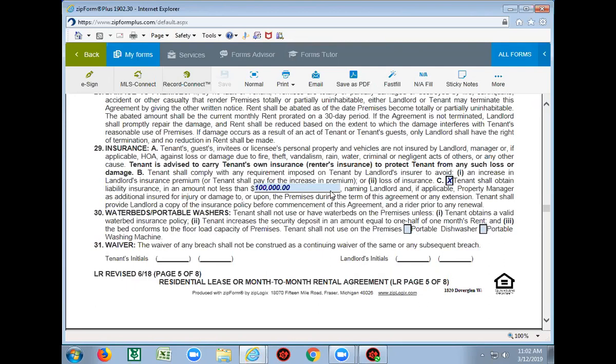Okay, so we continue. Last statement: if the damage occurs as a result of an act of a tenant and tenant's guest, only the landlord should have the right to termination, and no reduction of the rent shall be made. So that means if the damage occurred by the tenant, not by natural cause, like earthquake, fire, or roof collapse, it's not considered a structure, and it's damaged by a tenant.